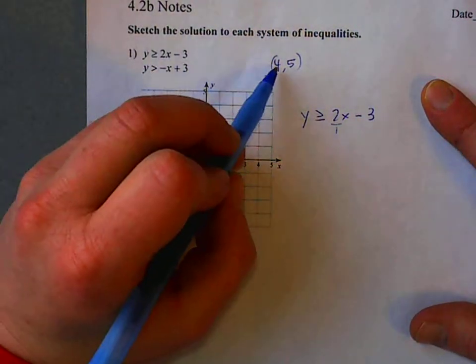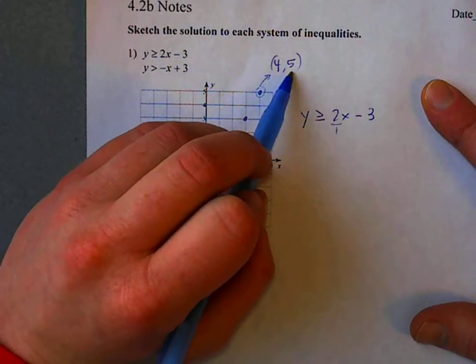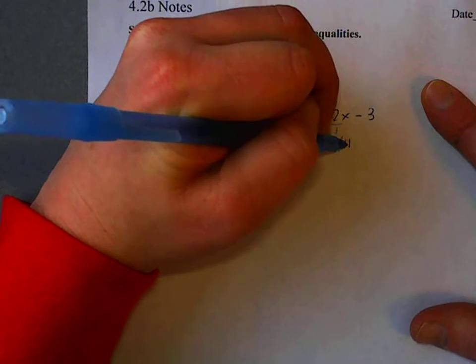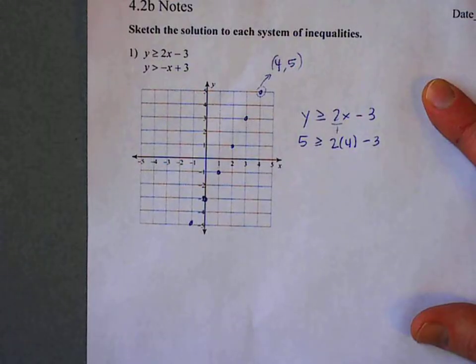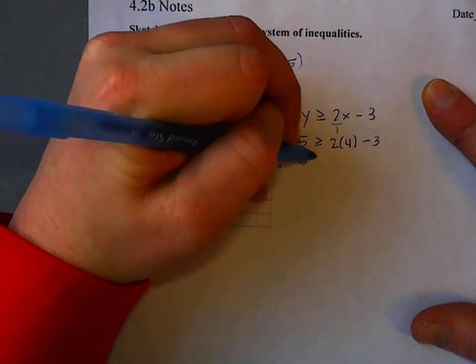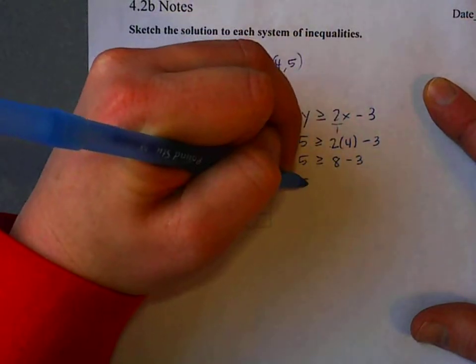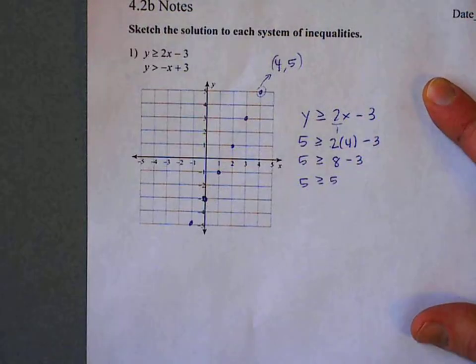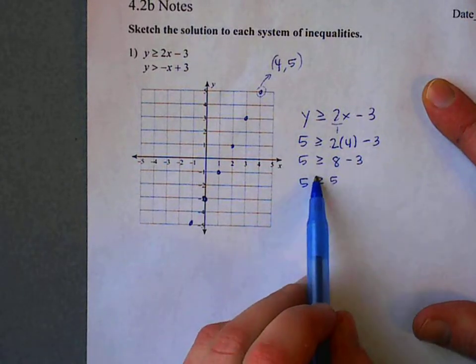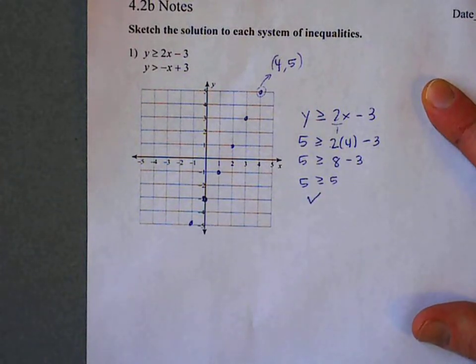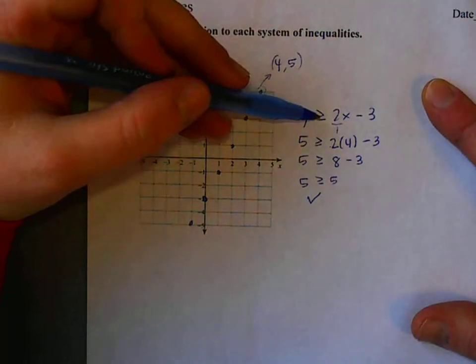So I'm going to plug in 4 for the x and 5 for the y. So I'm going to go 5, and then 2 times 4 minus 3. That becomes 2 times 4, that's 8, minus 3. So let's look at that. Is that true? Did it make it work? Is 5 greater than or equal to 5? Yes, it is. So that means that point made that true.